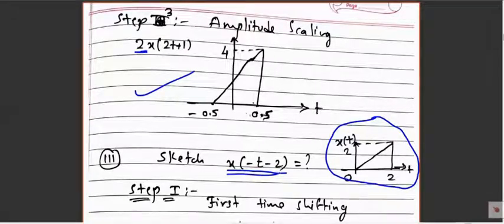Okay, minus 4 to minus 2. Signal will be present from minus 4 to minus 2. Okay.